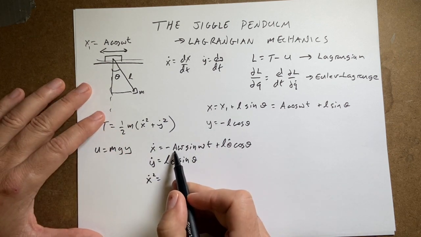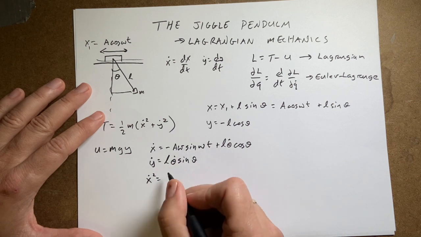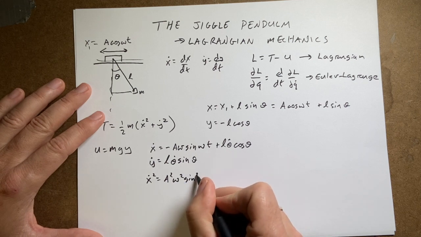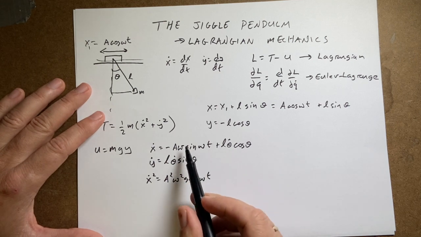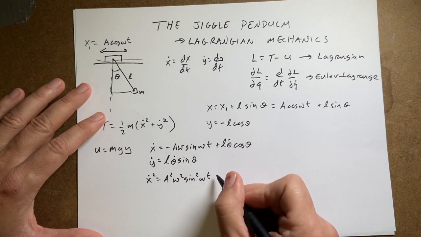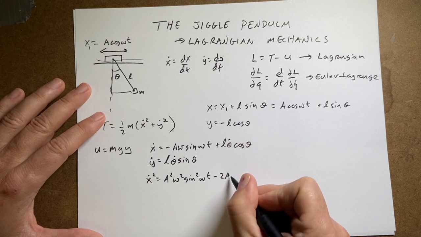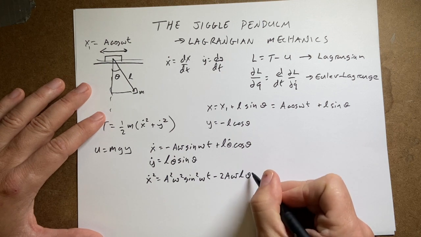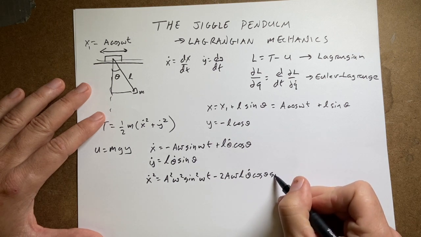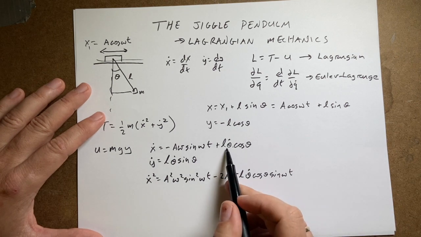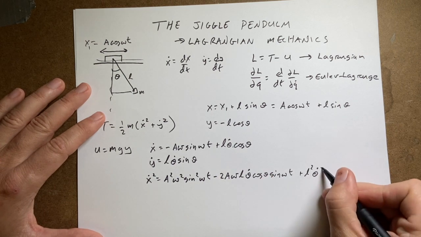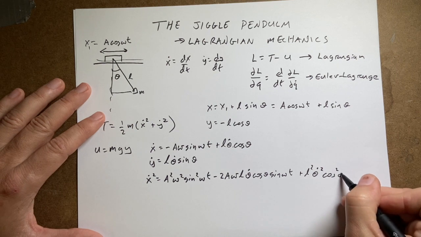I get this term times itself, so it's going to be a squared omega squared sine squared omega t. Now I'm going to get this times that twice, right? Because I have two of these things. So I get minus 2a omega L theta dot, and then I have cosine theta, and then sine omega t. And then I get this squared. So it's going to be plus L squared theta dot squared cosine squared theta.